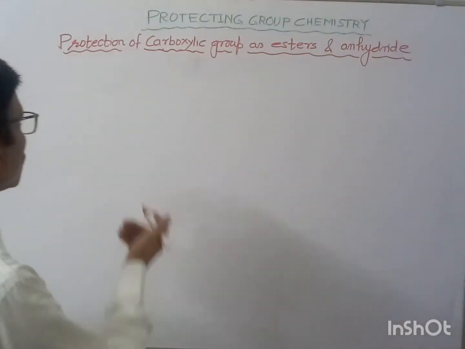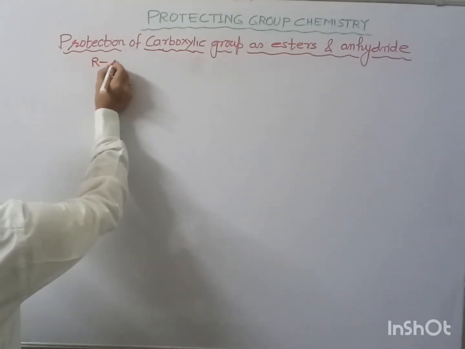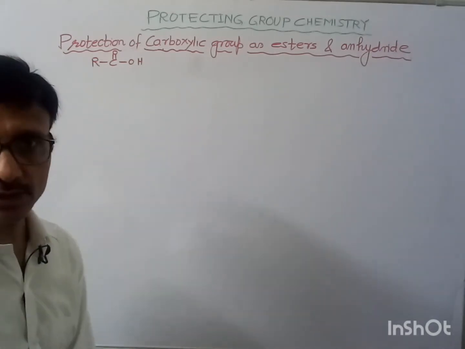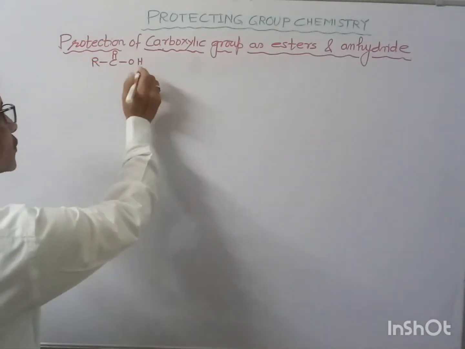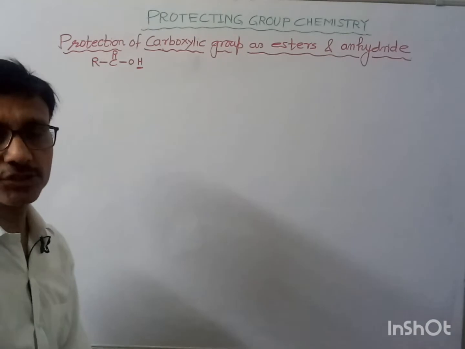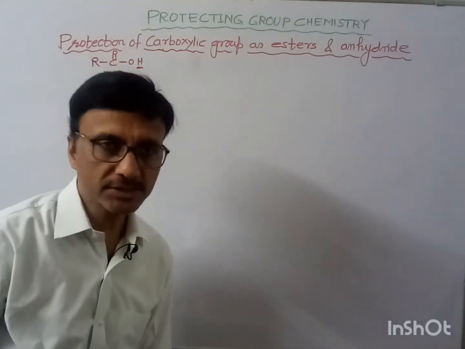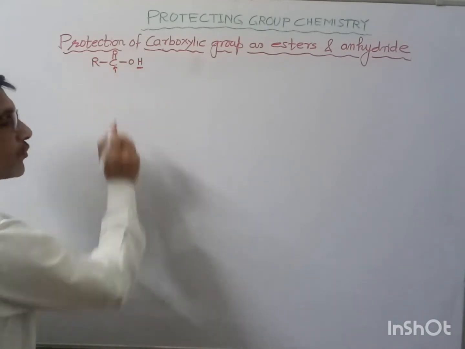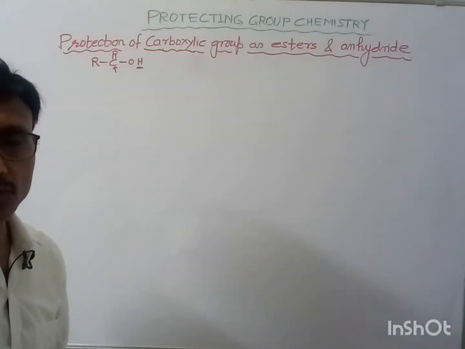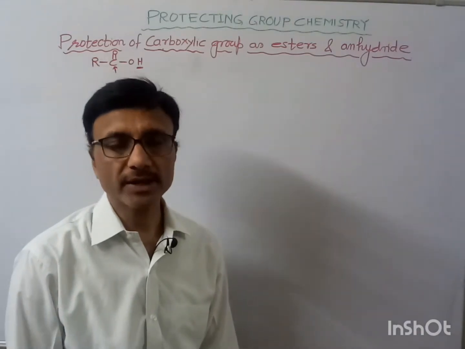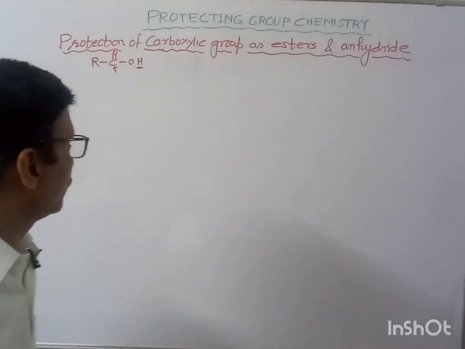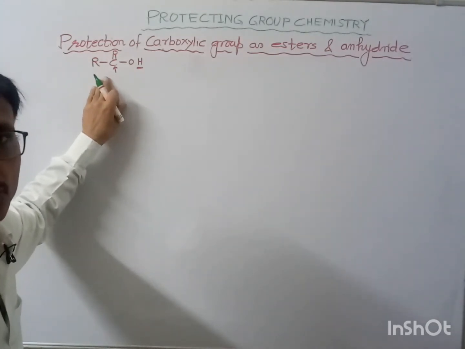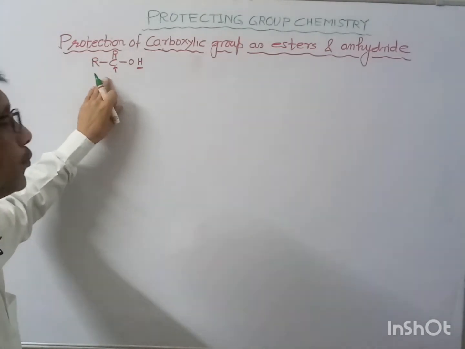So all of you know this carboxylic acid group, RCOOH. This is quite a reactive functional group due to the presence of this acidic hydrogen, which may react with any base, or the presence of this electrophilic center. Some nucleophile may attack this electrophilic center. So that's why we should protect it, if we don't want this acidic functional group to react.